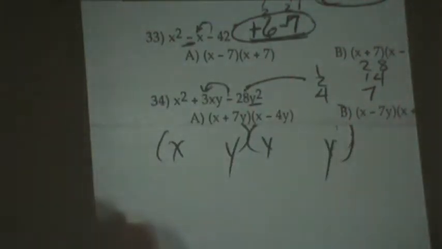Okay, the next one. X squared would be x times x. Y squared is y times y. Now let's get the numbers. 28: 1 times 28, 2 times 14, 3 won't go into it, 4 times 7. It needs to subtract to give you 3. 4 and 7. How are we going to get a positive 3? Positive 7, negative 4. Yes.